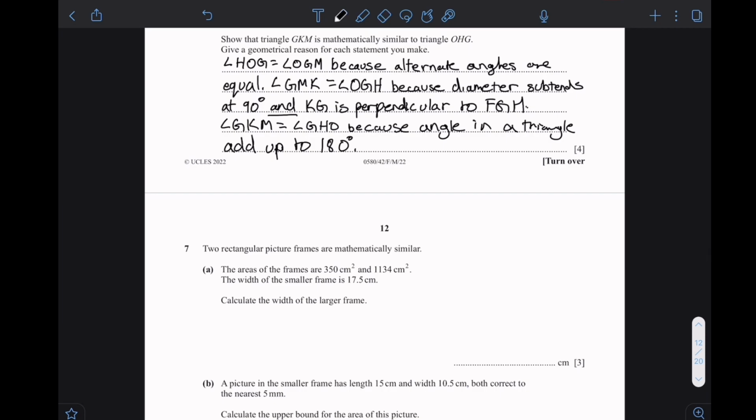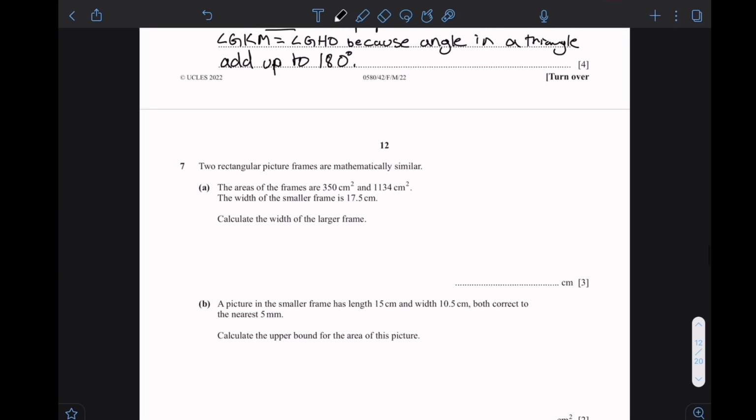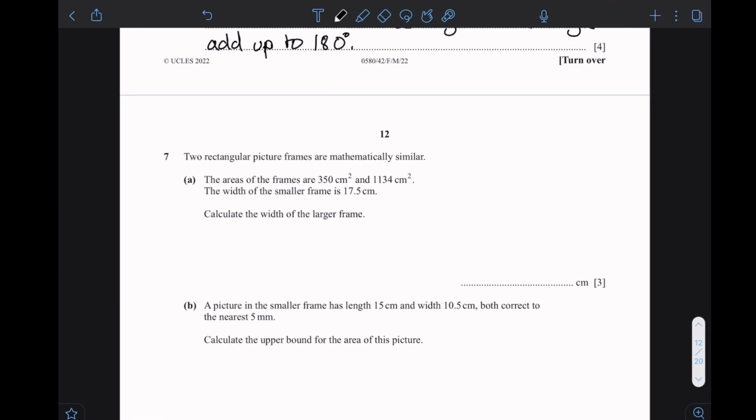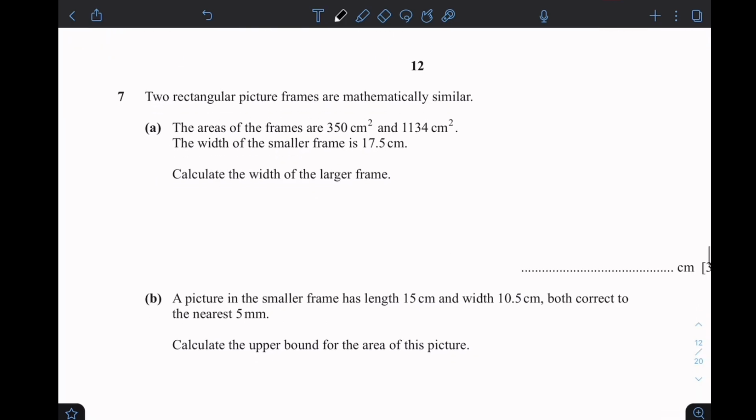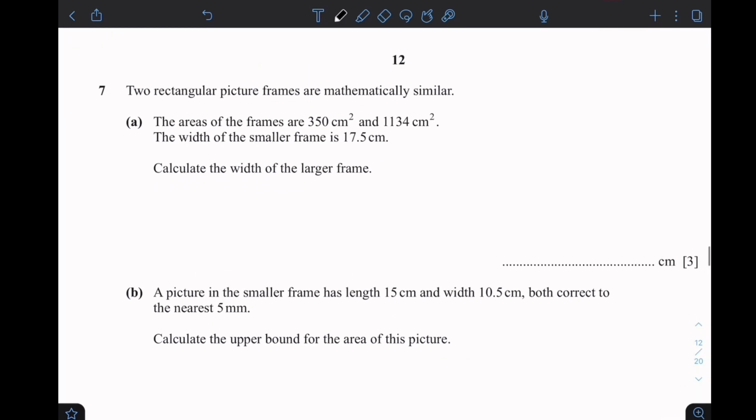Two triangular picture frames are mathematically similar. The areas of the frames were 350 centimeters squared and 1134 centimeters squared. The width of the smaller frame is 17.5 centimeters. In similarity, the ratio of sides squared is equal to the ratio of areas, A1 upon A2. So you have to square the sides, and they're in a ratio with the area.